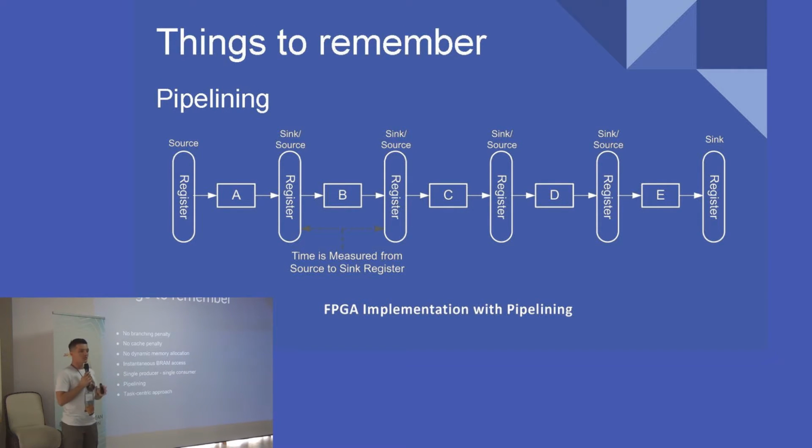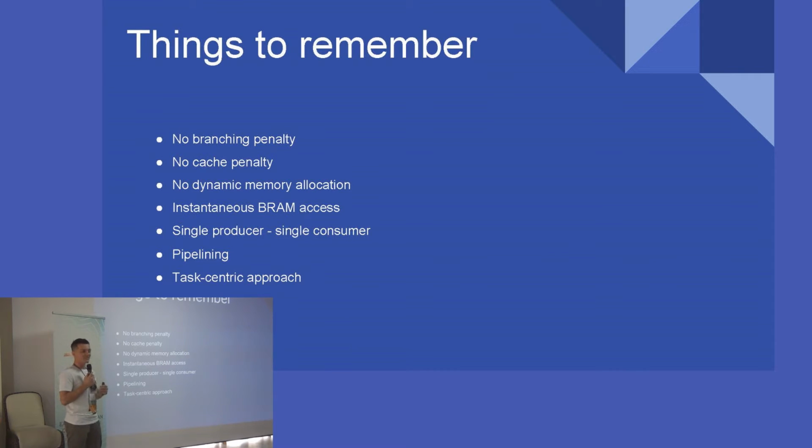I'm going to show you a demonstration on how to optimize existing C++ code for an FPGA, but let's quickly recap what I've just taught. No branching penalty and no cache penalty, which means when we have the data in our FPGA, there is no cost to access it. It's random access memory. The block RAM, the pipelining, and the task-centric approach. The task-centric approach is the way you should call your FPGA.